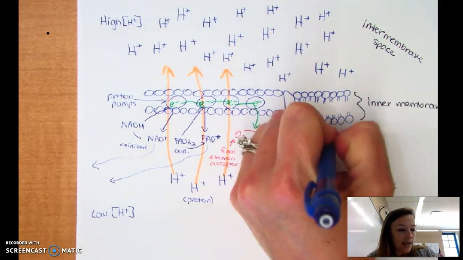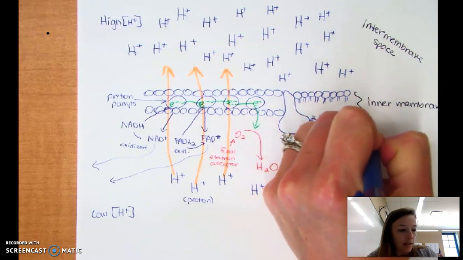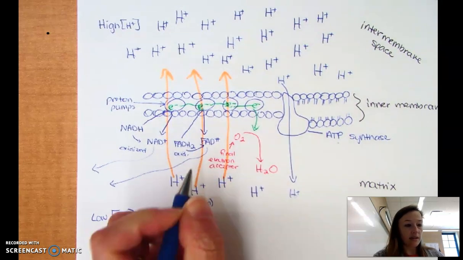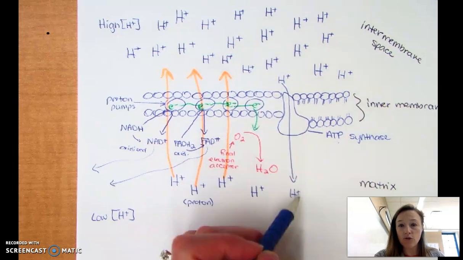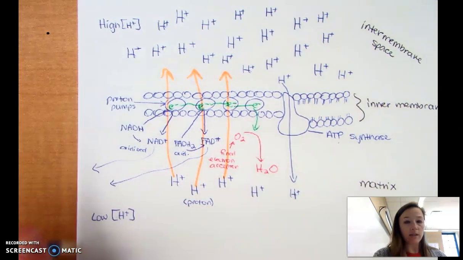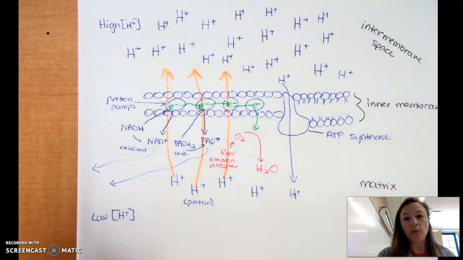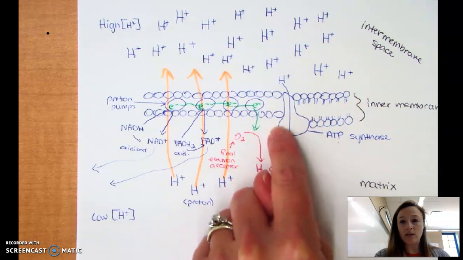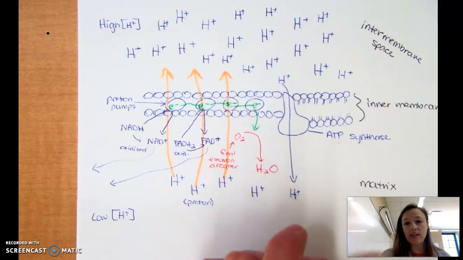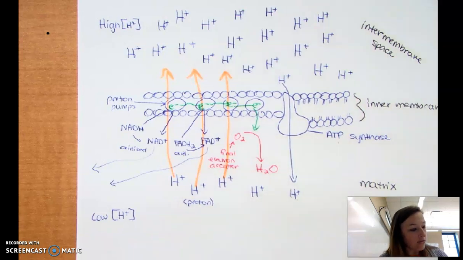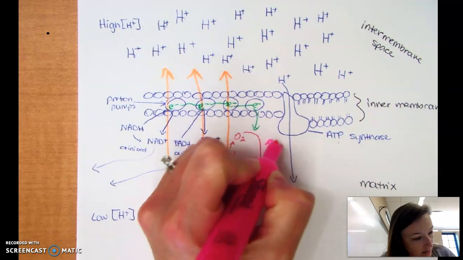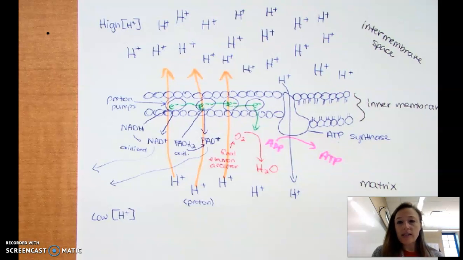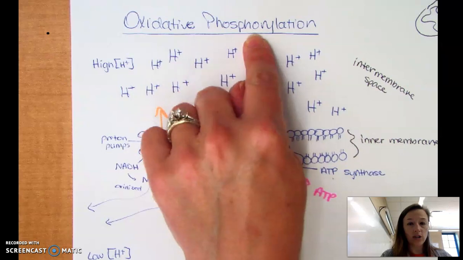Well, the only door to escape is this enzyme called ATP synthase. So they're going to fall back through this door. This is going to be passive transport because now they're going from high concentration to low. So it's going to be passive transport, facilitated diffusion because it is going through a molecule. And as it does that, it's going to cause this molecule to literally start to spin or turn. As it turns, it gives the energy needed to phosphorylate ADP into ATP. So this is called oxidative phosphorylation.